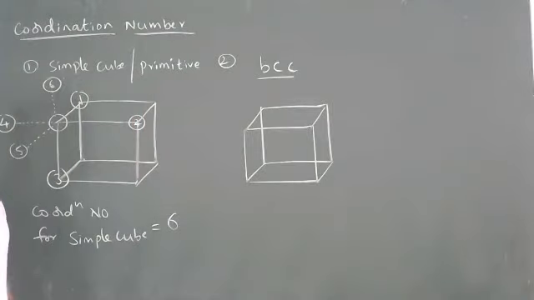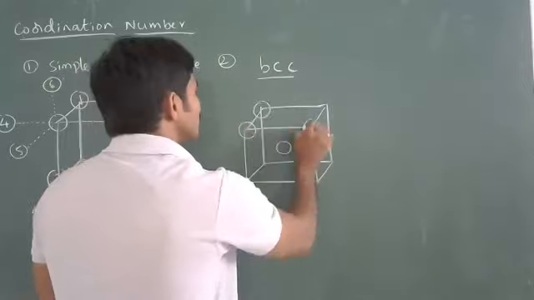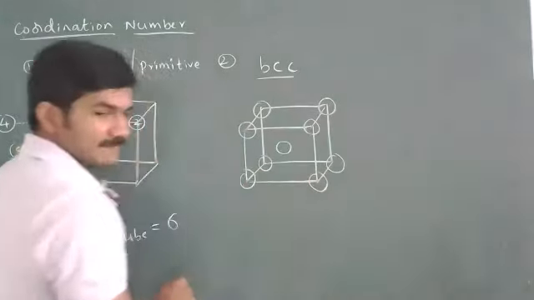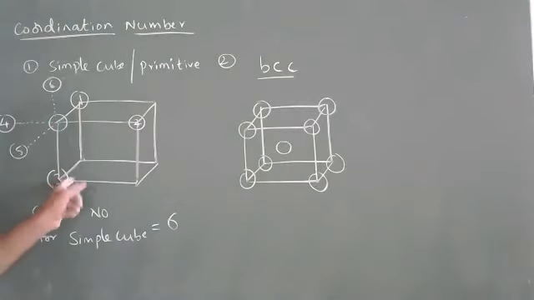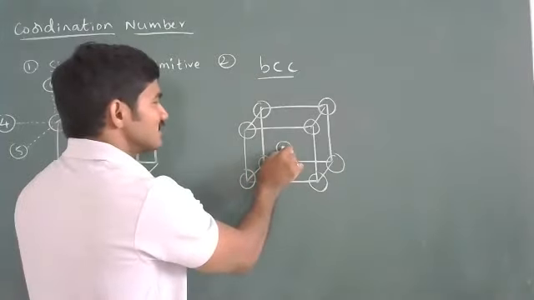How many atoms are touching for BCC? BCC atoms are present in the center of the cube and in the corners. But in simple cube, we have atoms only in the corners. Other places we don't find any atoms. But here we have. Suppose let us take this atom.